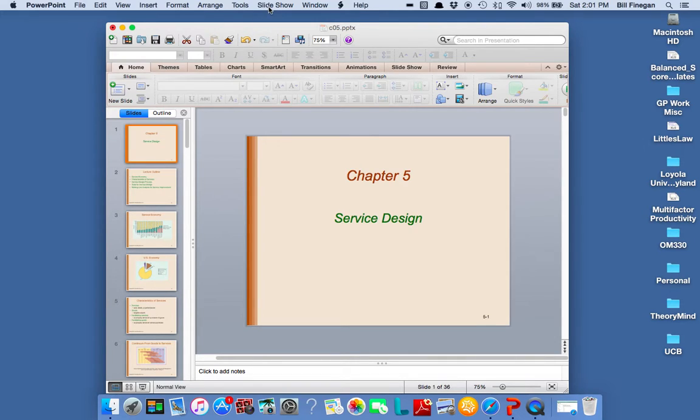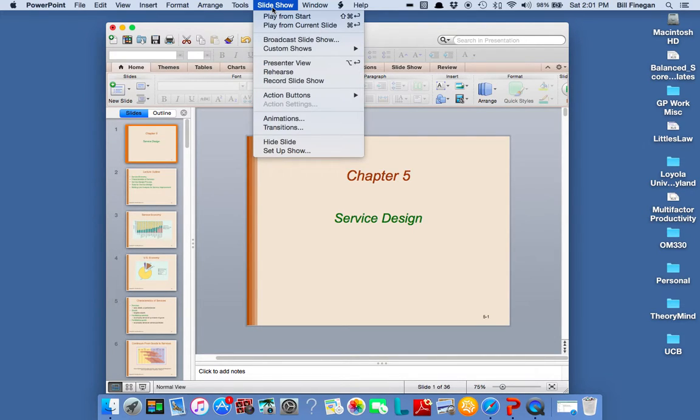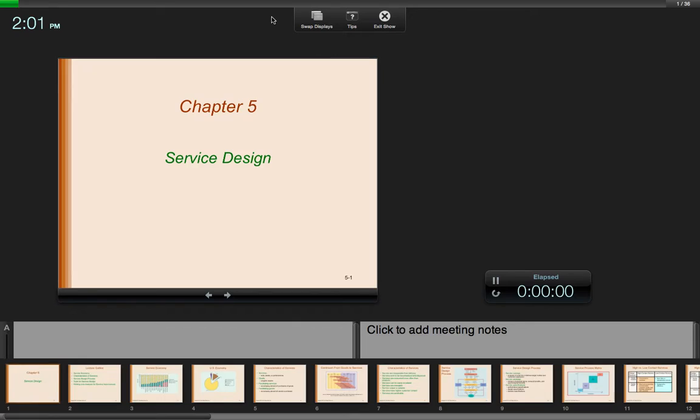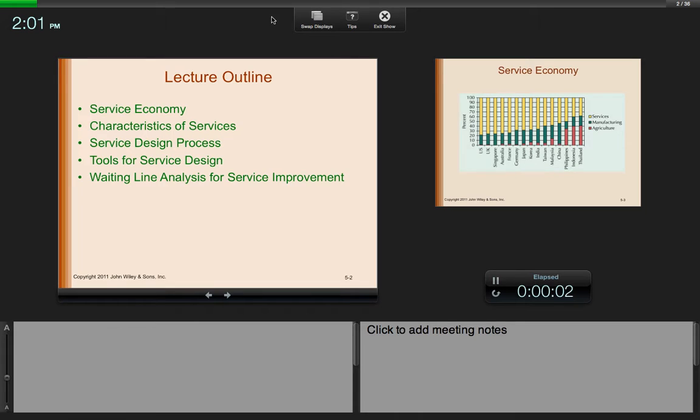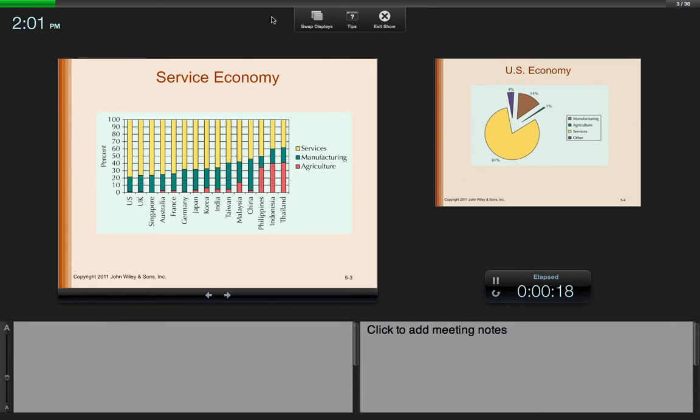Overall, we'll be focusing on the concept of services design as it ties back to the text from Chapter 5. The overall agenda for the class is going to be broken down into multiple portions. We'll be focusing on the service economy, characteristics of services, the service design process, tools for service design, as well as Leighton-Knight analysis for service improvement. And we're going to look at this from a global perspective.